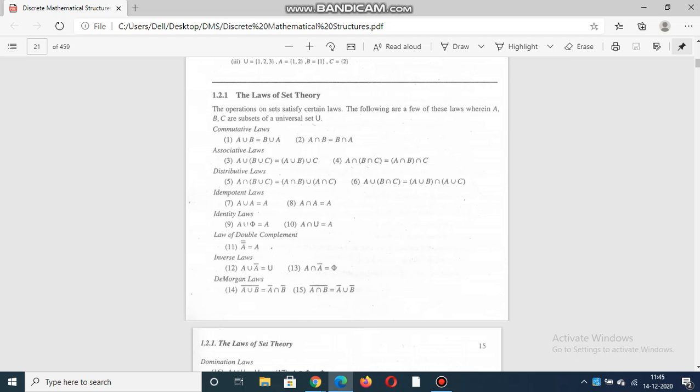Associative law. In this associative law, A union (B union C) is equal to (A union B) union C. It means that if you first combine B and C and later combine this output with A, you get the same output. If you combine A and B first, and later combine with the elements of C, you get the same output. There is no difference.